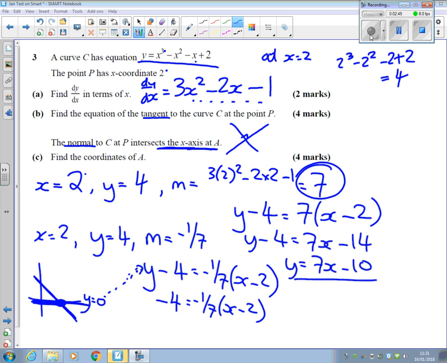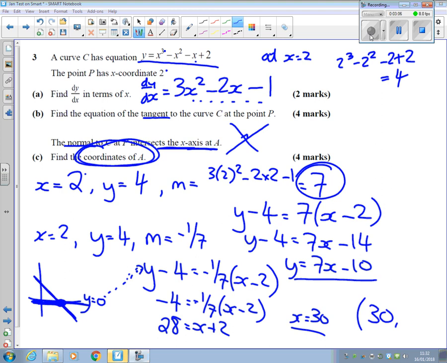Let's times both sides by minus 7. Timesing that by minus 7 gives us 28 here. Add the 2 to get x equals 30. Let's just read the question. It does say find the coordinates of A, so I'm going to rewrite it as a coordinate 30, 0. X is 30, y is 0.